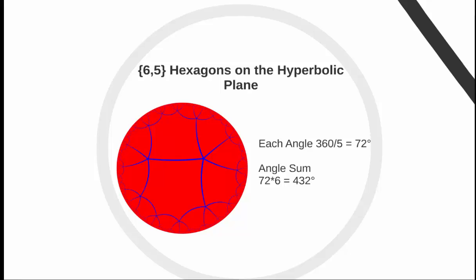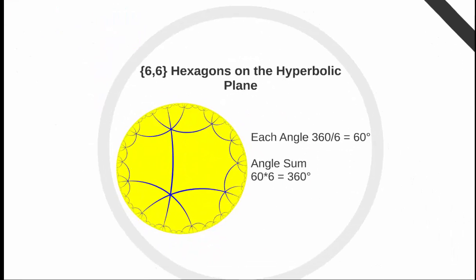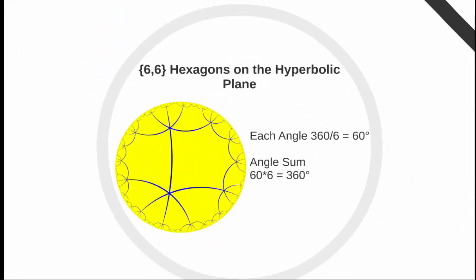Here we have a 6, 5 hexagon tiling, and because there are 5 at any vertex, each is going to be 72 degrees, which makes our angle sum 432 degrees. It's also important to note that at any of the vertices you can see, you can actually count 5 different hexagons touching that vertex. Here we have a 6, 6 tiling. Each one is 60 degrees, and therefore the sum is 360 degrees.